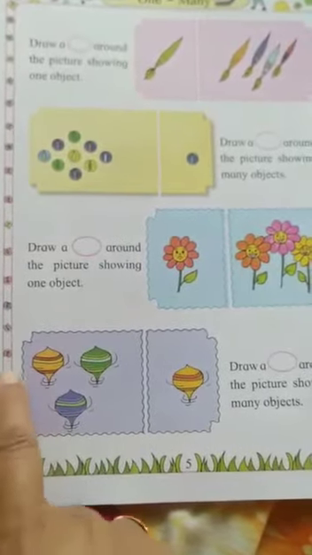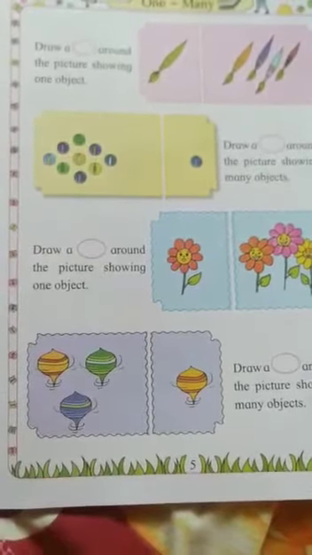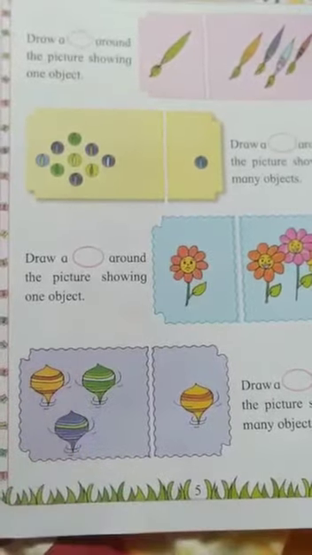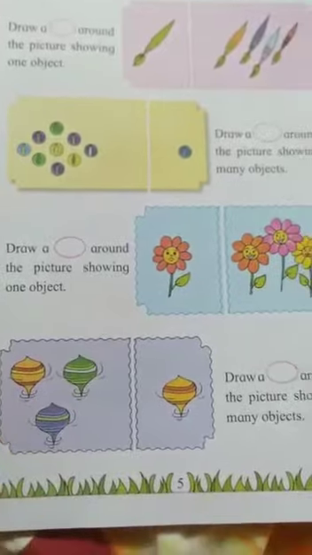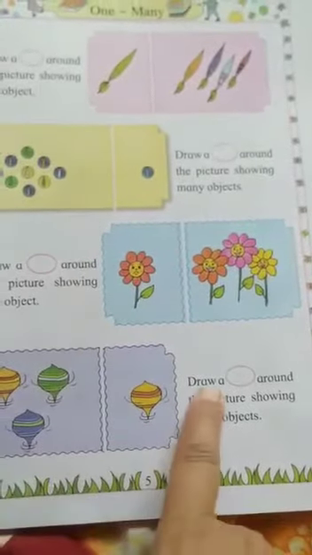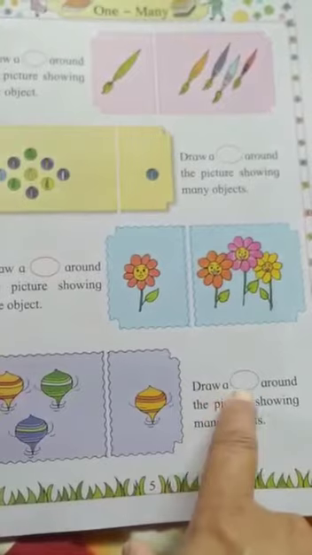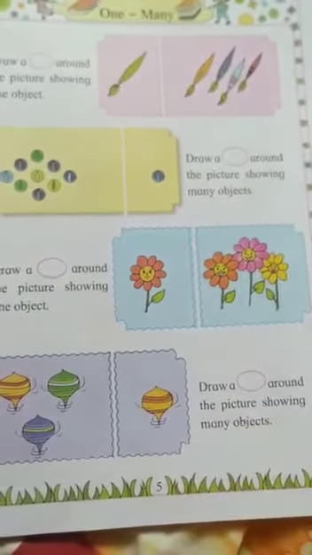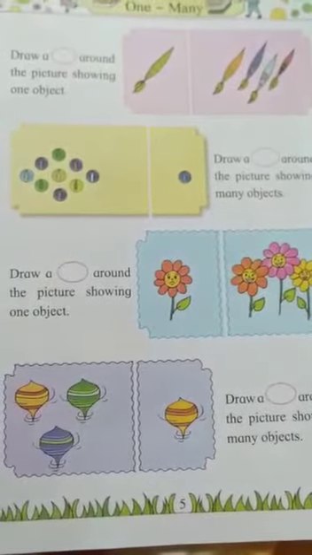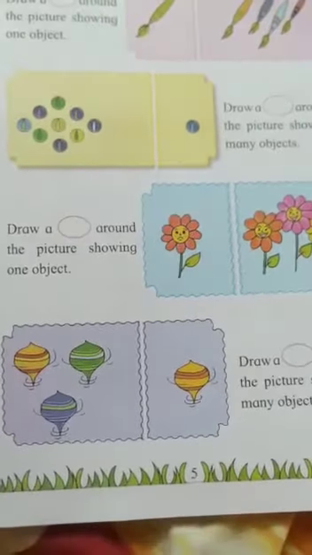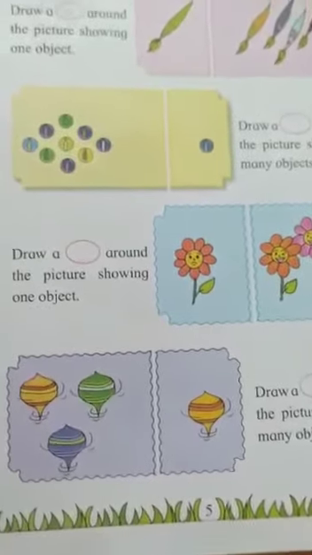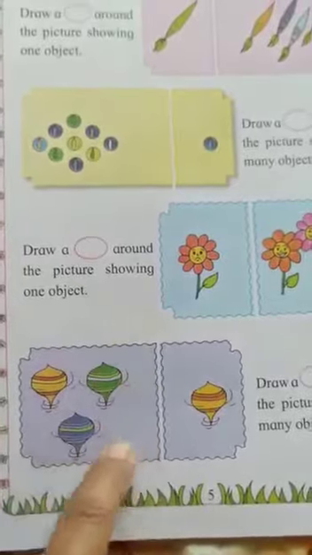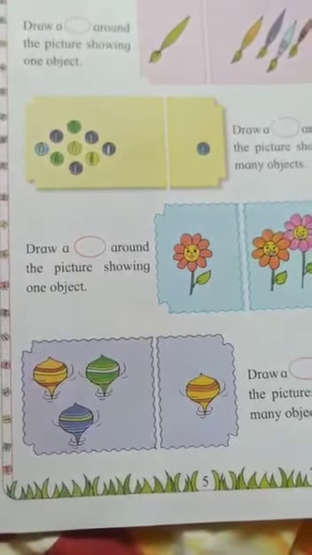Similarly, in this picture, there are many tops. One, two, three means many tops. So here the question is, draw a circle around the picture showing many objects. So, tell me, which is the many objects? Yes, so circle the many objects. Understood?